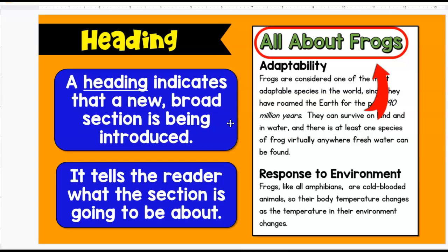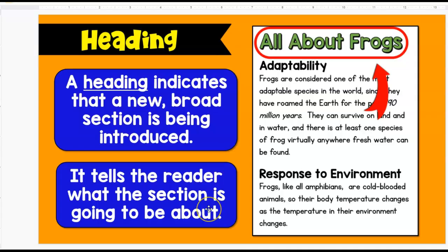The first thing is a heading. A heading indicates that a new broad section is being introduced. Broad means wide. So something that we're going to talk about, like if I said, let's talk about snow, that's a very broad heading. If I said, let's talk about cars, that's a very broad heading because it could mean so many different things. If I said, I want you to write a story about worms, I mean, you could have a 633 page report about worms. So that's the broad heading.